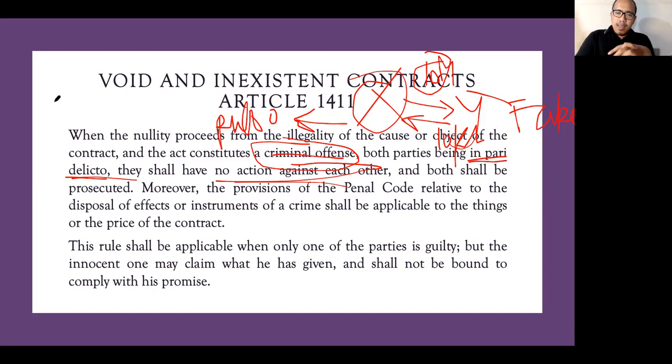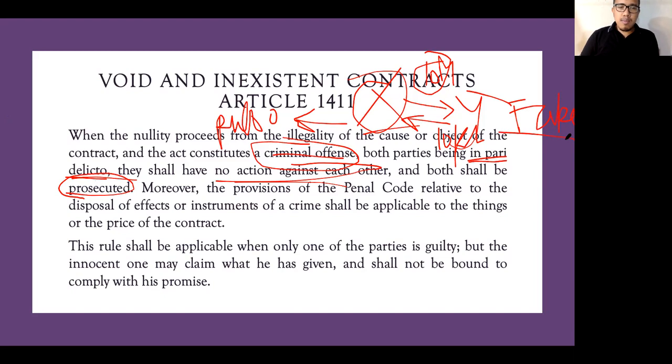Pero literal yon. Ito, figuratively, hindi ka pwedeng pumunta sa korte kung ikaw mismo may kasalanan. Ano daw gagawin? O parehas kayong ipoprosecute. Total, parehas kayong criminal eh. Parehas kayong ipoprosecute. Tapos, kung ano man yung mga subject matter ng krimen ninyong dalawa ay i-dispose in accordance with the Revised Penal Code.